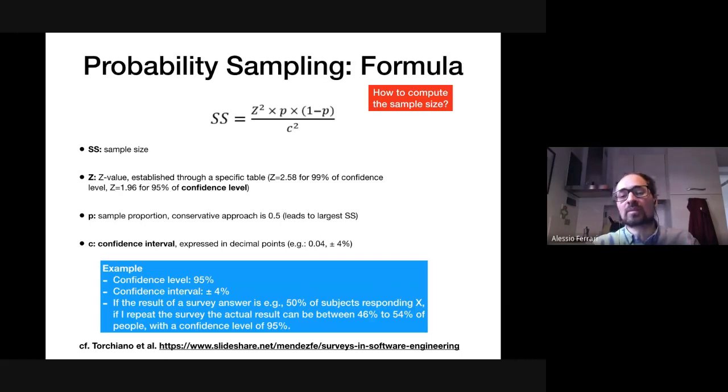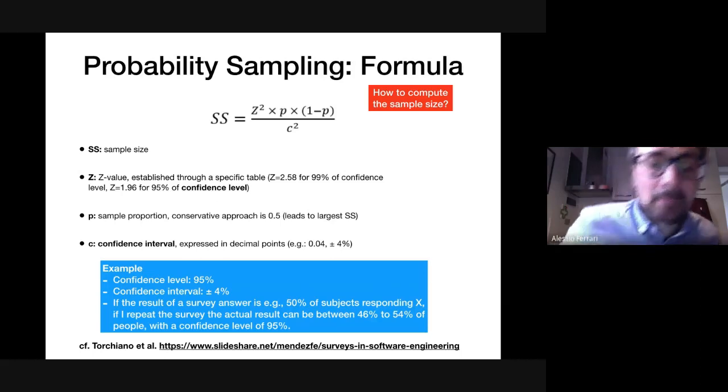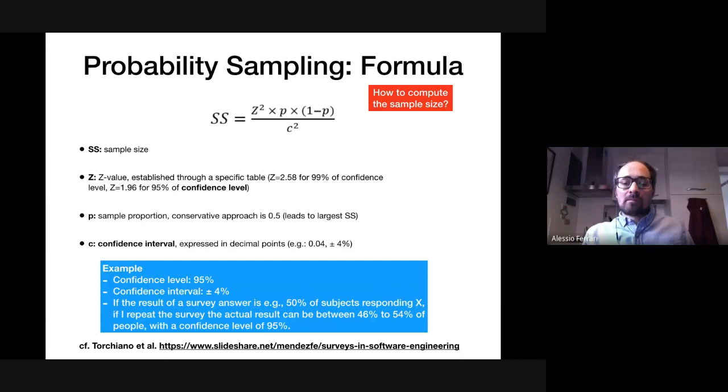This is an example to explain that 4% is applied as a margin, as an interval, actually, in which your answer will fall if you repeat the experiment with a confidence level of 95%. So that's, how to say, a tricky aspect, but you understand that it is reasonable because you are 90% sure that you fall in a certain interval that is specified by the confidence interval.